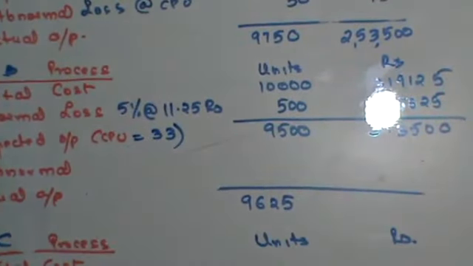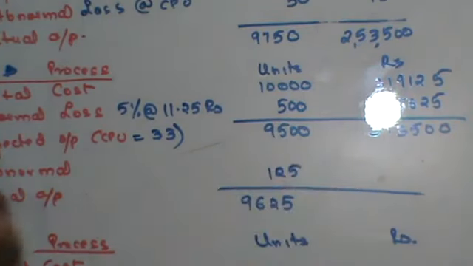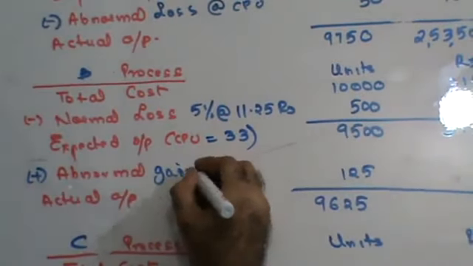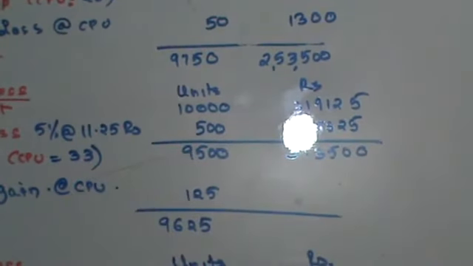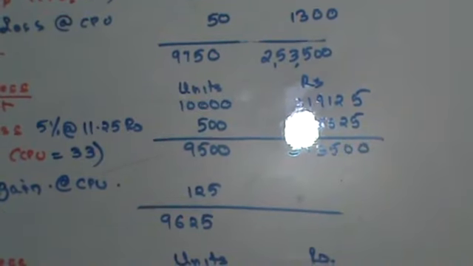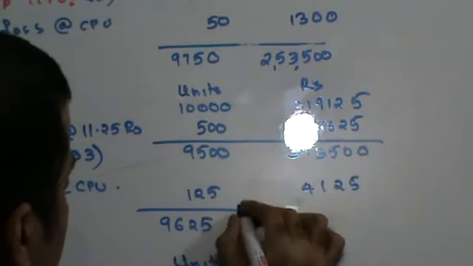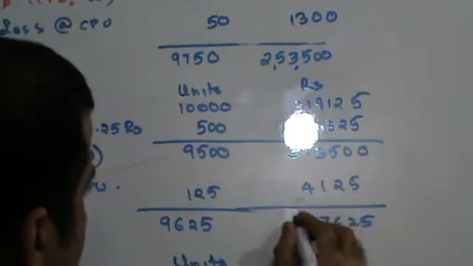Right? Now you were expecting an output of 9,500 and you got an output of 9,625. You got an extra output of 125. That means this is going to be your abnormal gain. Right? Abnormal gain is to be calculated at the rate of CPU. So 125 into 33. 125 into 33 is 4125.